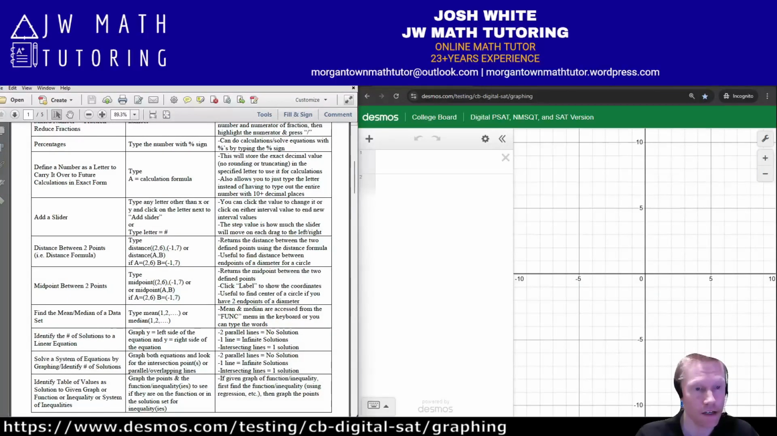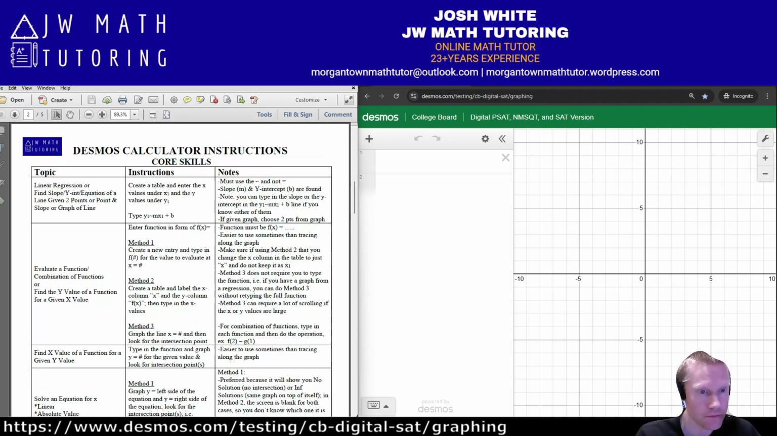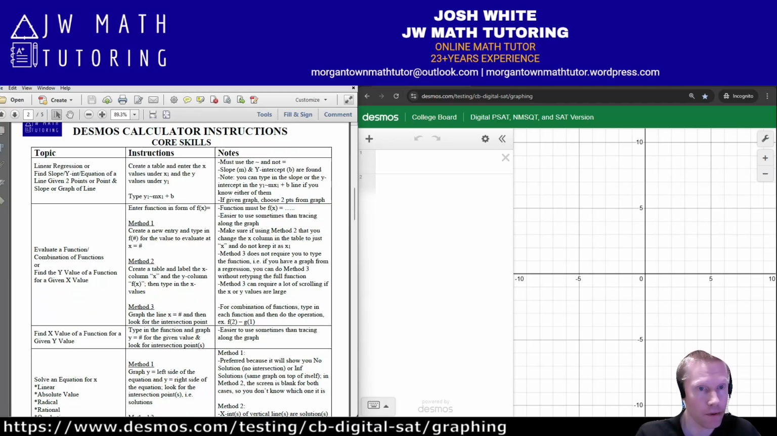Now we're going to move on to the next page and take a look at some more core skills that you should know how to do in Desmos in order to do well on the digital SAT math section. All right, so at the top of the second page, the first topic or skill that you see listed there is linear regression.